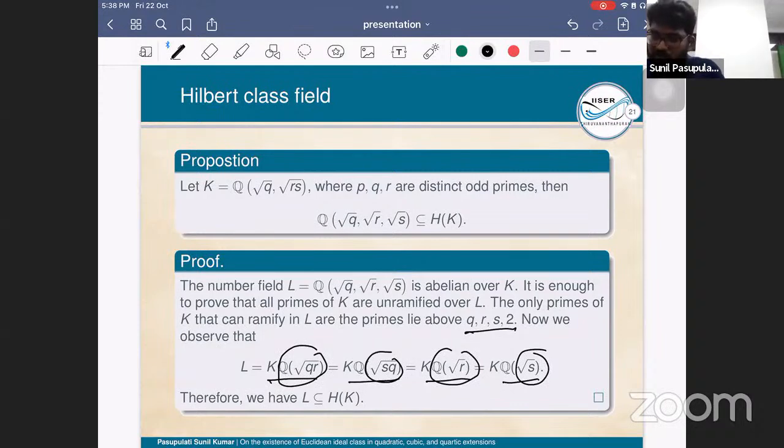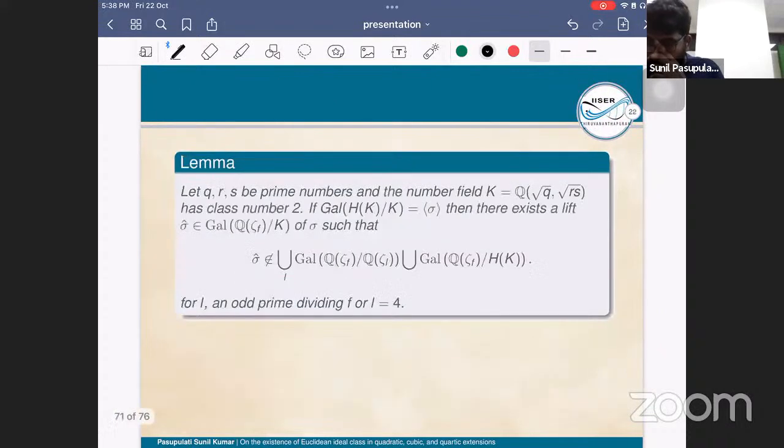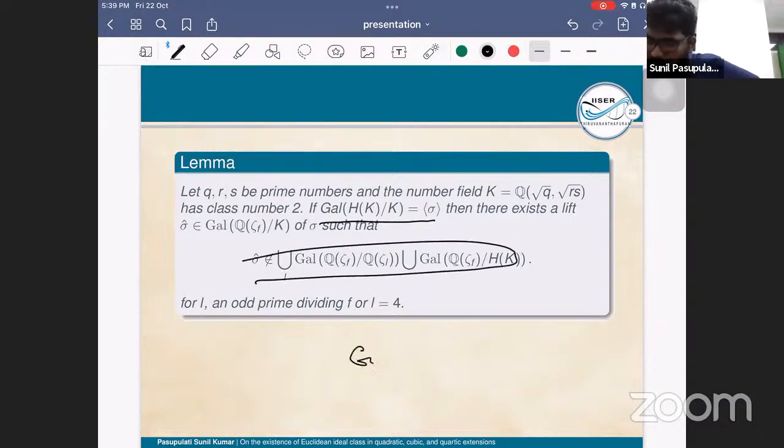And now in case I assume this has class number 2, then the Hilbert class field is equal to this. One last thing: whenever I have K to be this and I have class number 2, whenever the Galois group of H(K) over K is generated by sigma, then there exists a lift of sigma such that this does not belong to this. This is essentially saying that Gal(Q(zeta_F) over K) is not contained in those Galois groups from the main theorem I wrote.